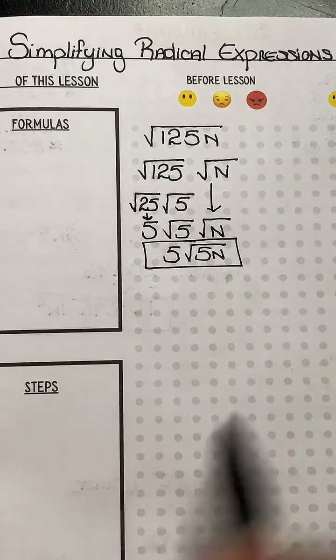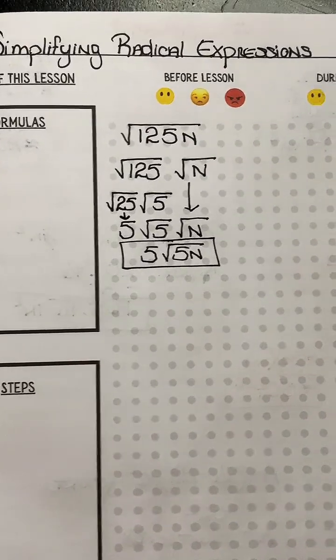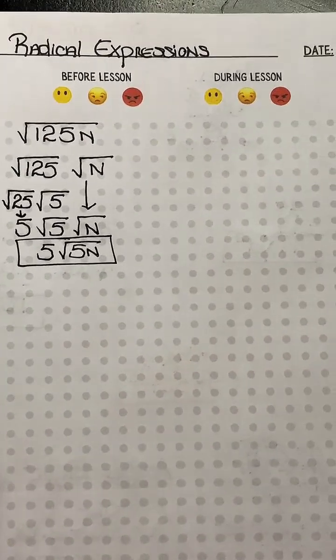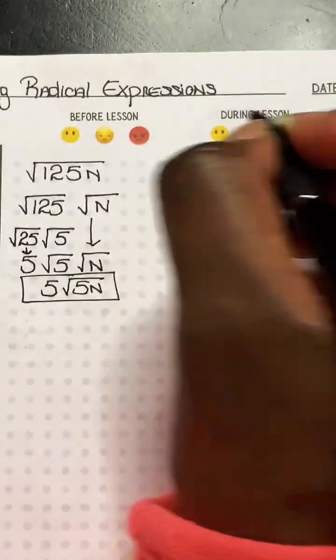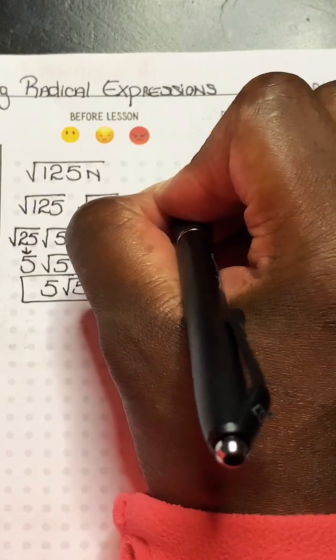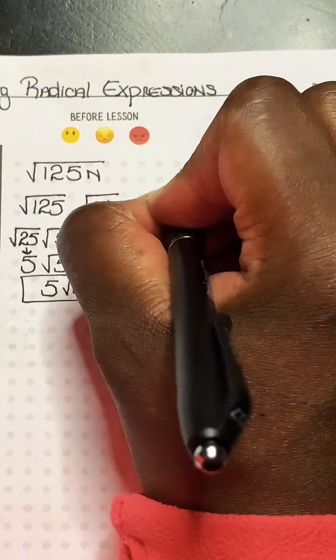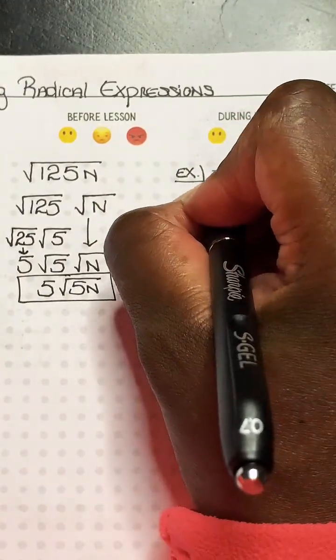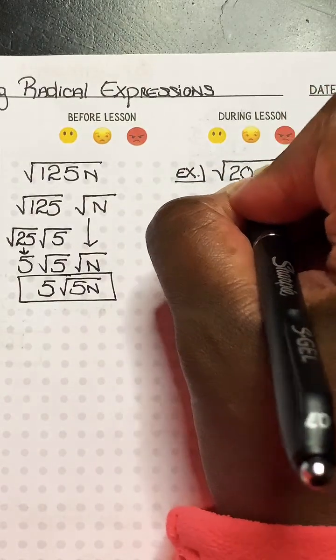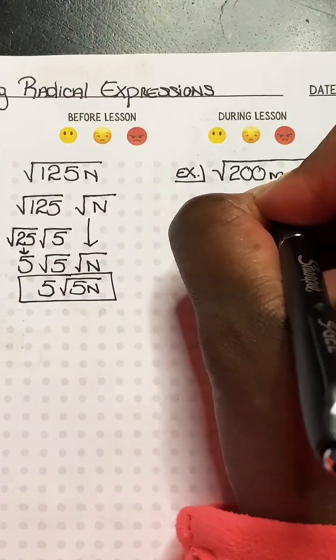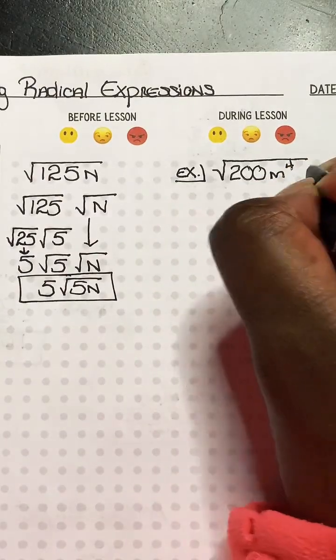So let's take a quick look at the next one. All right, so let's say, let's go with the square root of 200 m to the 4th n.